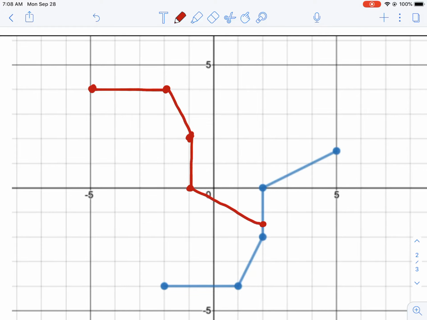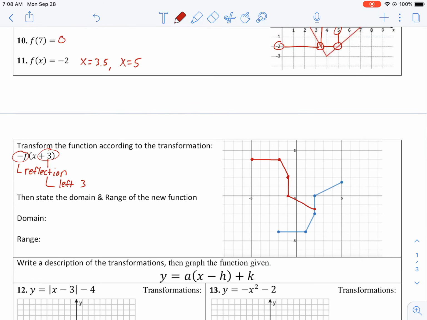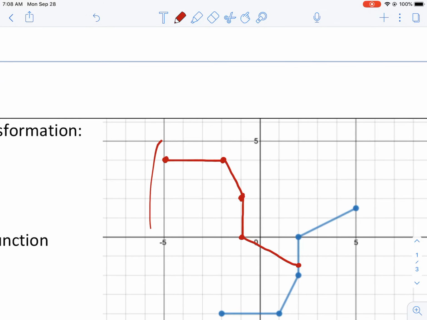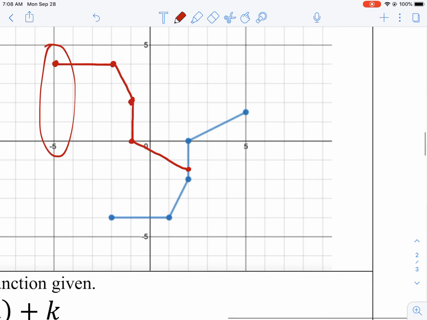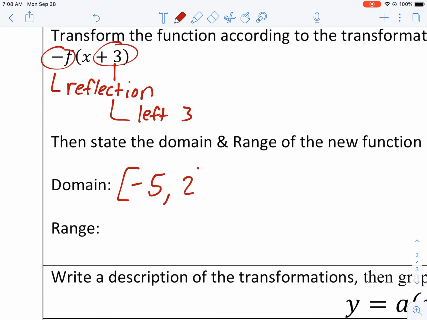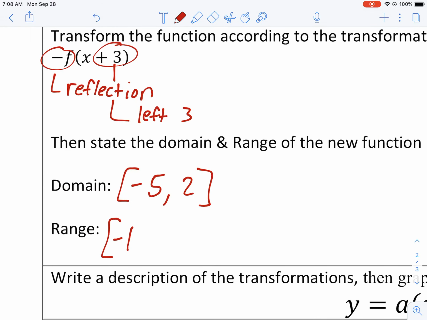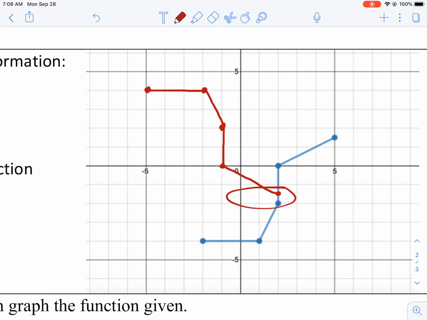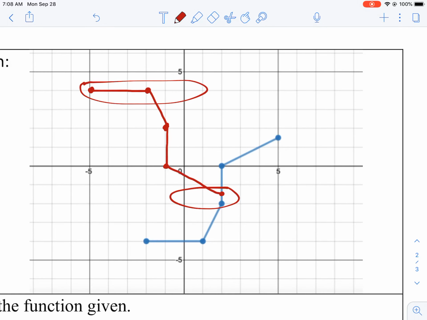And we see that we have our new function that has been flipped upside down and moved to the left 3. So now we want to do the domain and range of the new function. So domain, farthest left point, that's at -5. Farthest right point, that looks to be at 2. Range is bottom to top. So the lowest point is about -1.5. And then the highest point looks like it's at 4. So that'd be -1.5 to 4.